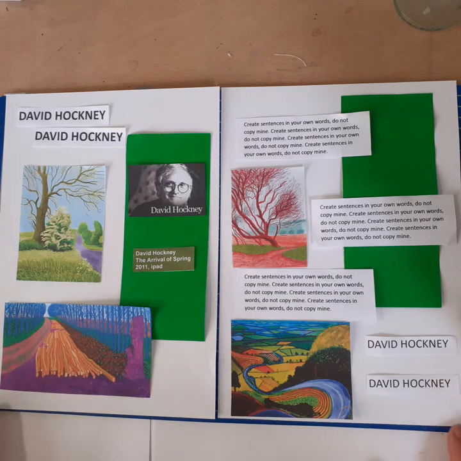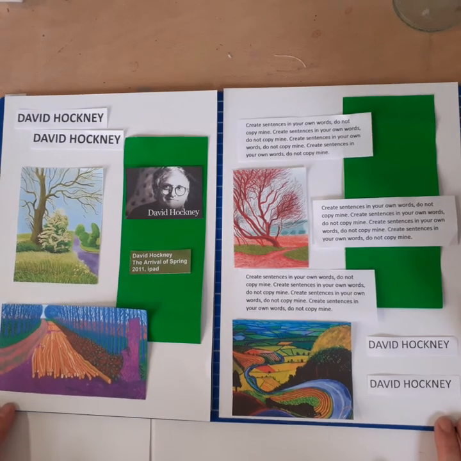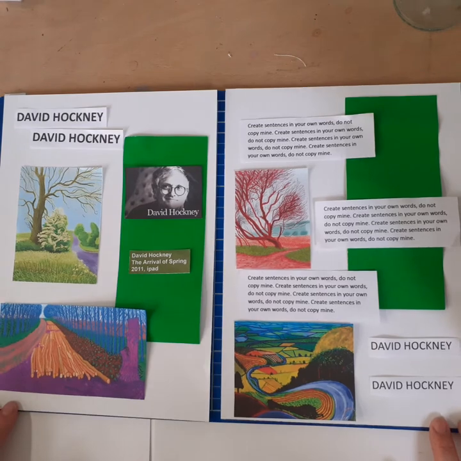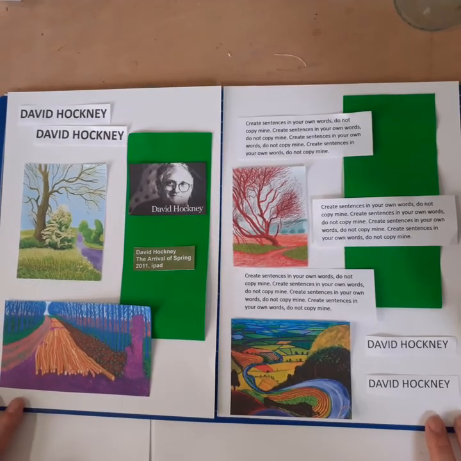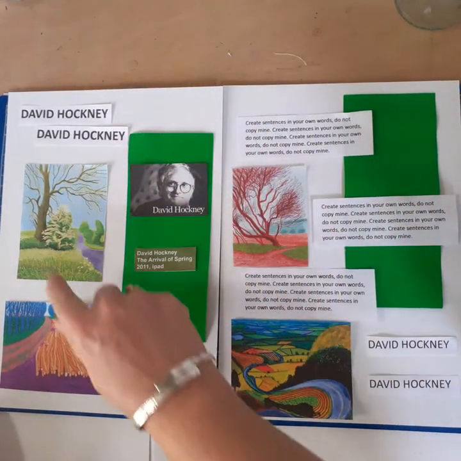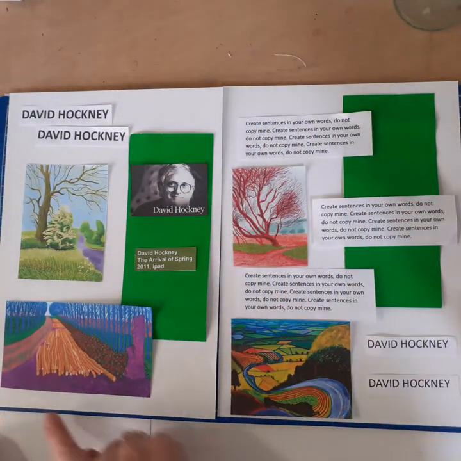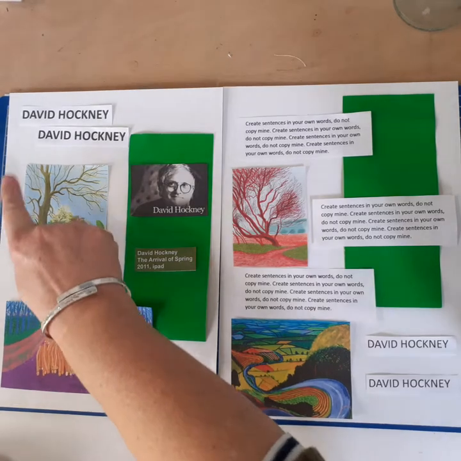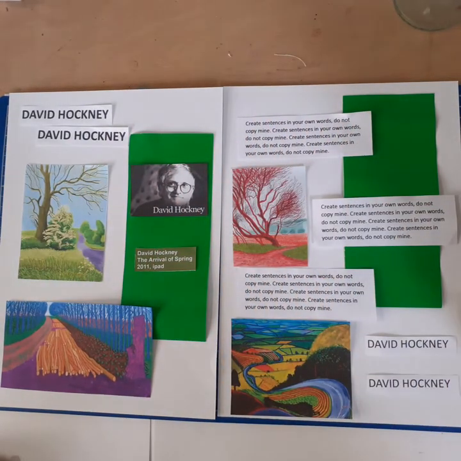Okay, so what you need to do is have two pieces of paper, two A4 pieces of paper. Don't stick them together, just treat them as two separate pieces. We'll be trimming them down and sticking them into our sketchbooks when you come back in. So don't stick right up to the edge because we might have to trim them down.